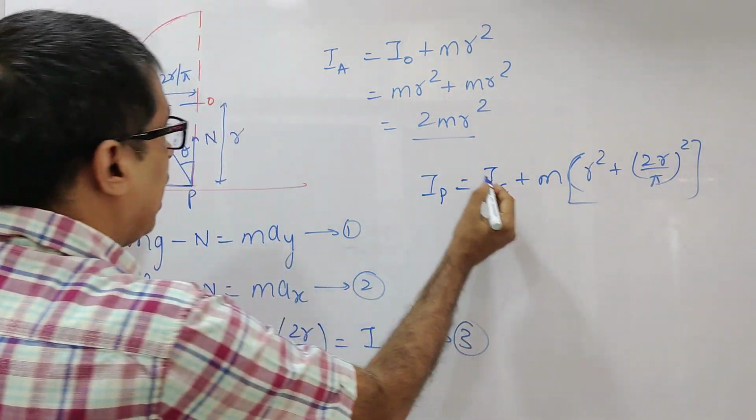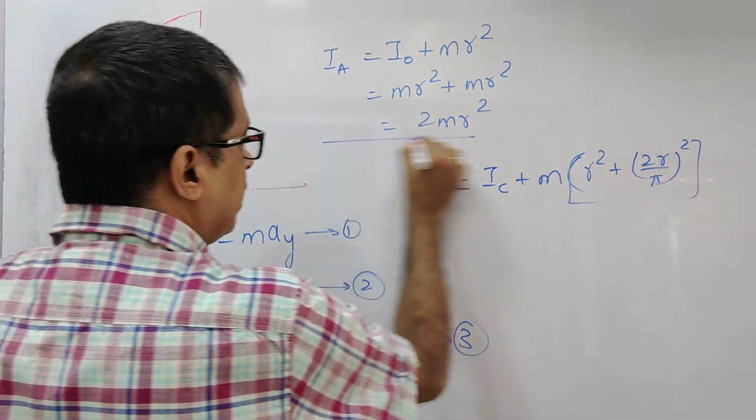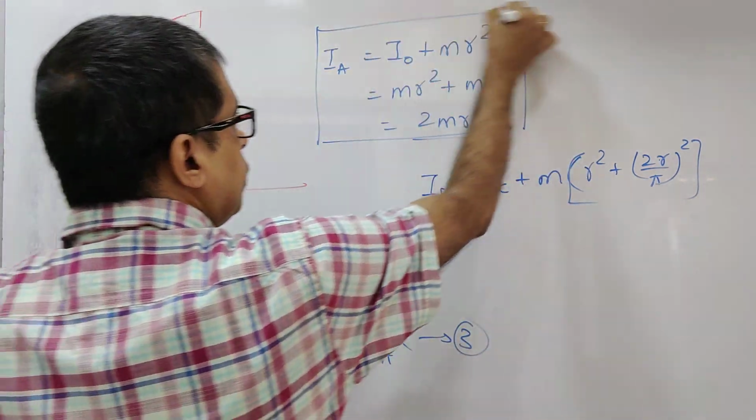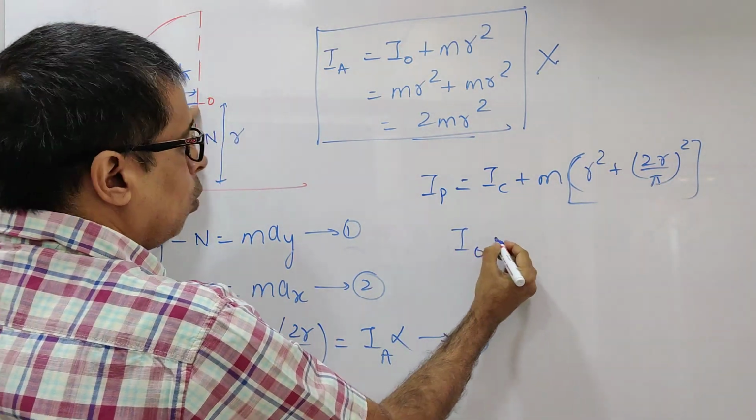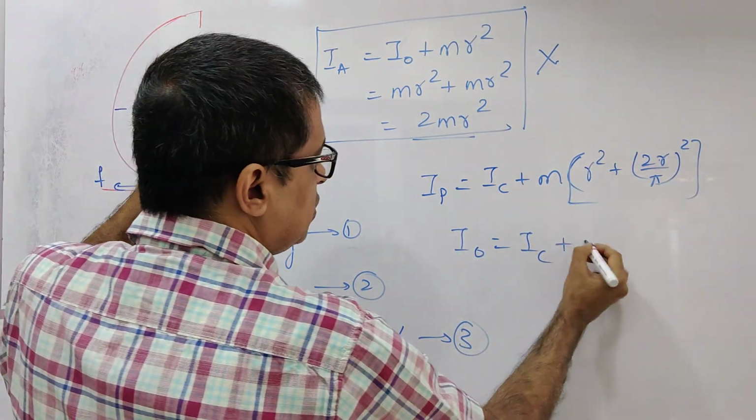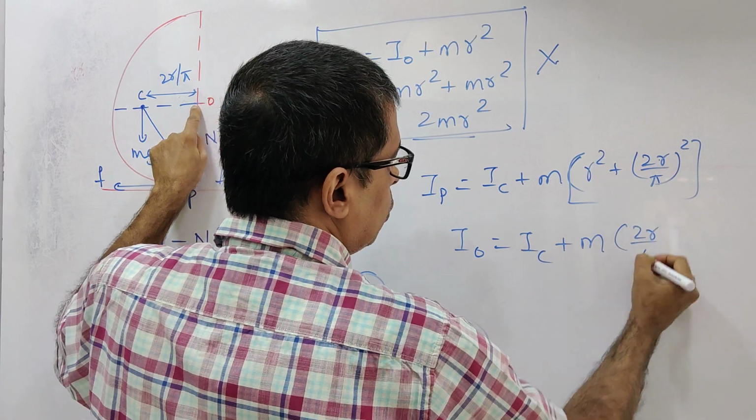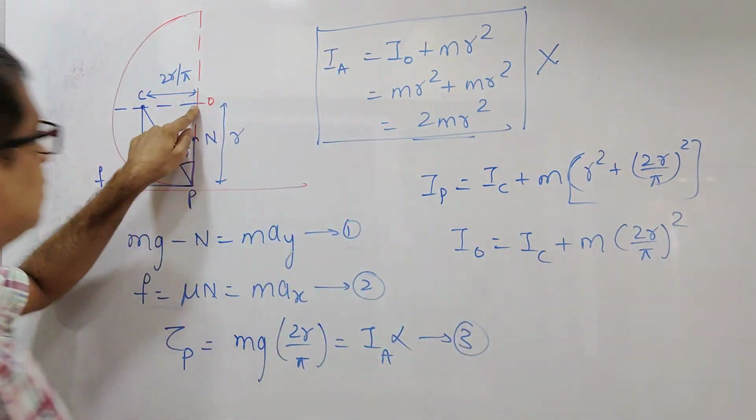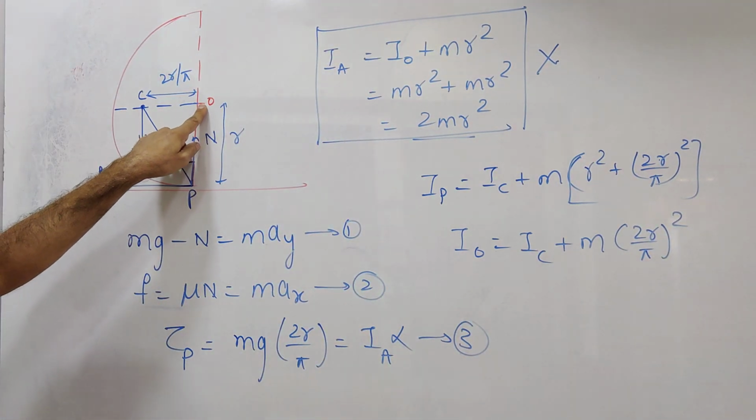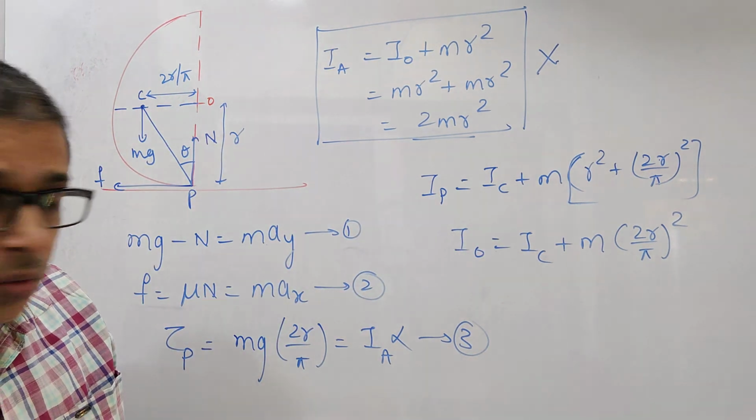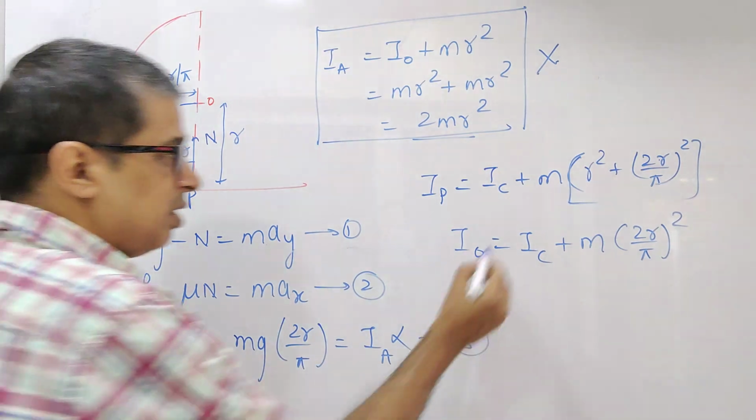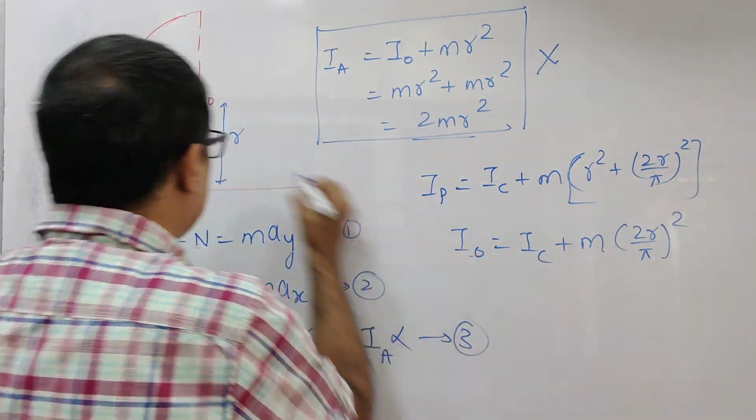Now, how will you calculate I about C? This procedure I already told you is wrong. Then I about O is I about C plus M into (2R by pi) whole square, by the parallel axis theorem. This I know, I about O.